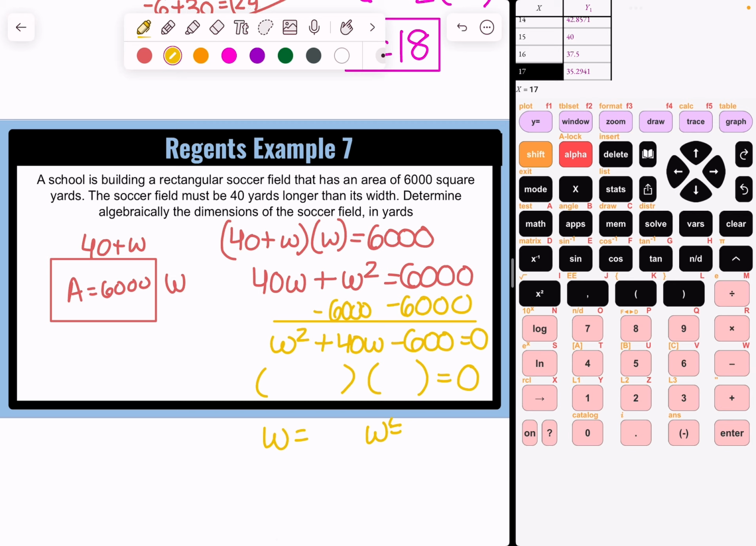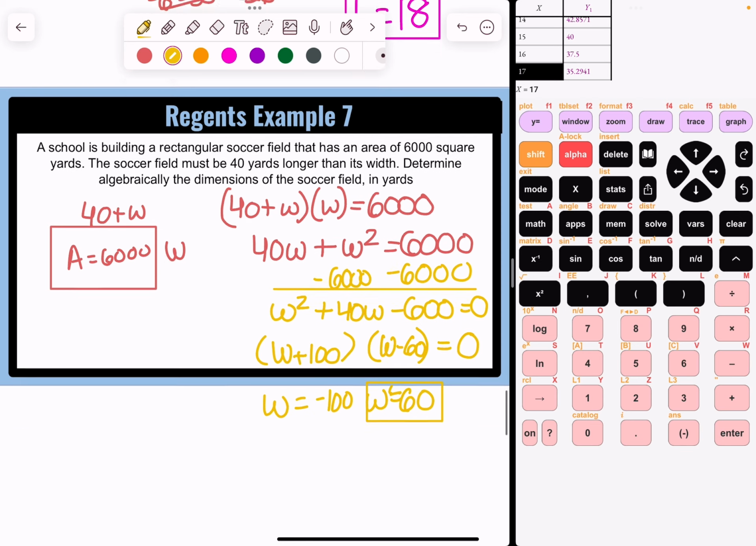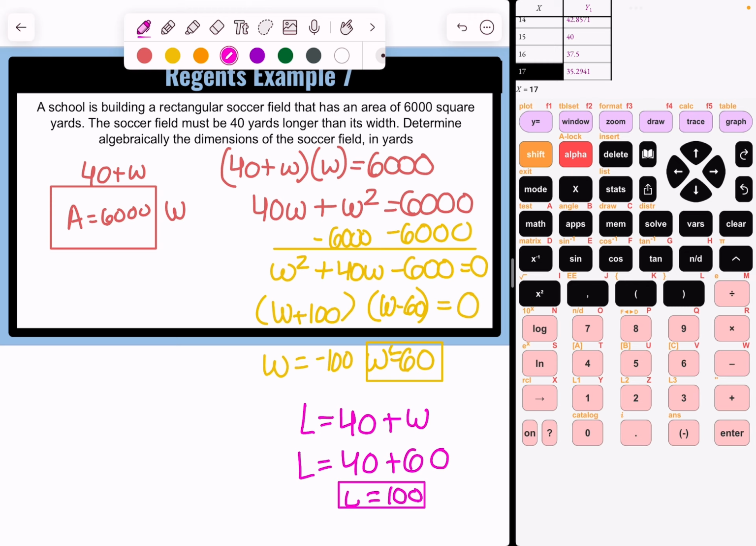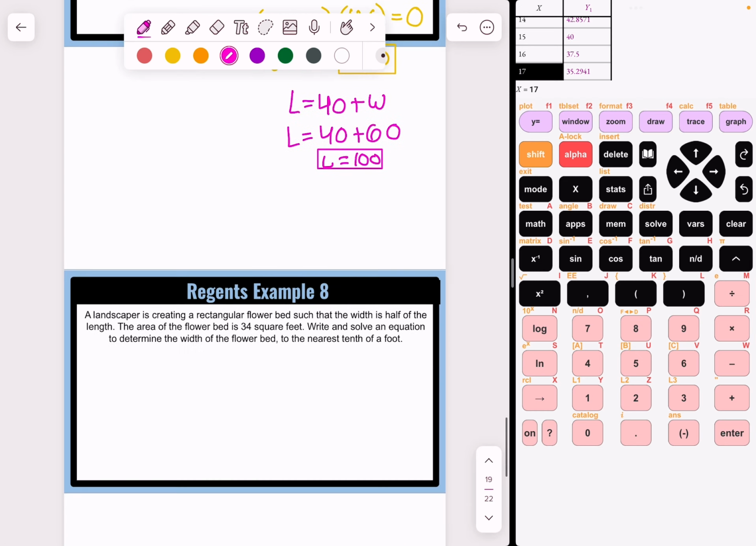100 and 60. If we do 100 and 60, that would work. So W plus 100, which when you do the opposite makes it a minus 100, and then W minus 60, which makes it a positive 60. So my width is going to be positive 60, and now I need to find my length. Length equals 40 plus W, so length equals 40 plus 60, which is 100. Perfect. Let's go look at the next question.